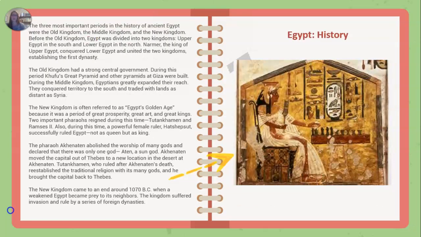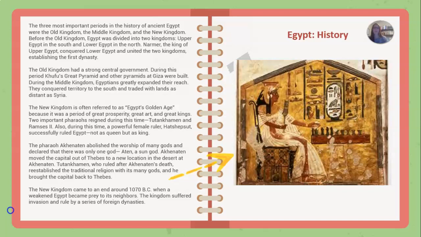Egypt history. The three most important periods of history in ancient Egypt were the Old Kingdom, the Middle Kingdom, and the New Kingdom. Before the Old Kingdom, Egypt was divided into two kingdoms, Upper Egypt in the south and Lower Egypt in the north. Narmer, the king of Upper Egypt, conquered Lower Egypt and united the two kingdoms, establishing the first dynasty.